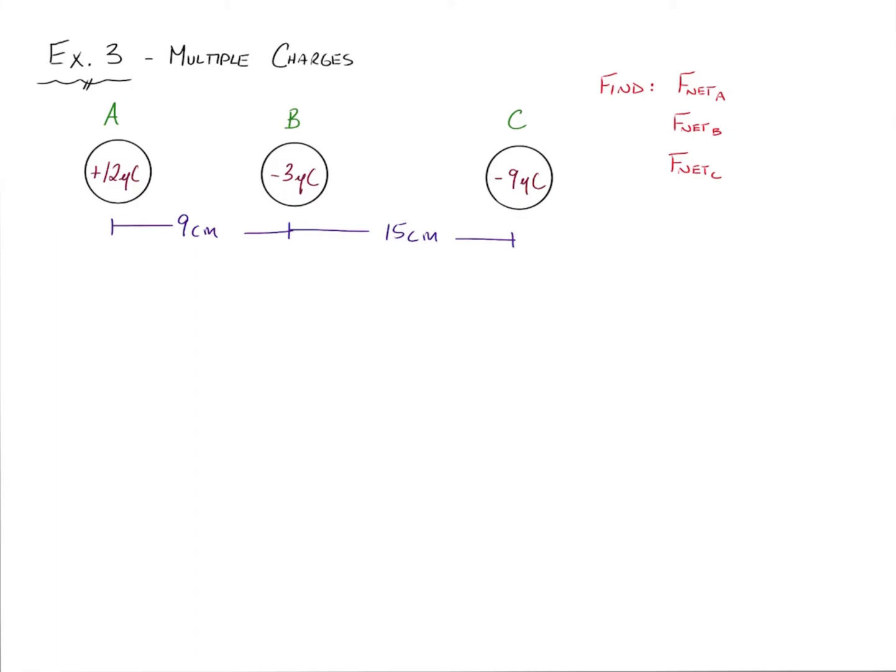In our third example, we'll take a look at a multiple charge arrangement. So I have more than just two charges. I've got a 12 microcoulomb charge located 9 centimeters to the left of a negative 3 microcoulomb charge, and a negative 9 microcoulomb charge located 15 centimeters to the right of even that. What I'm asked to find is the net force on all three of these charges.